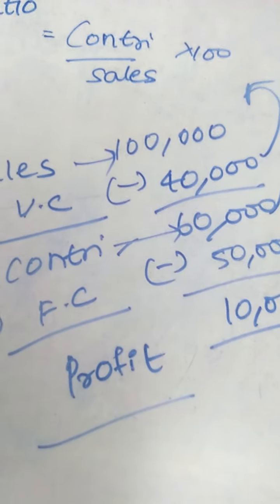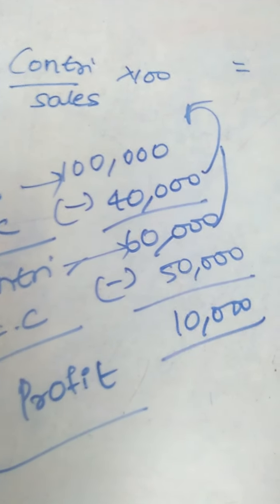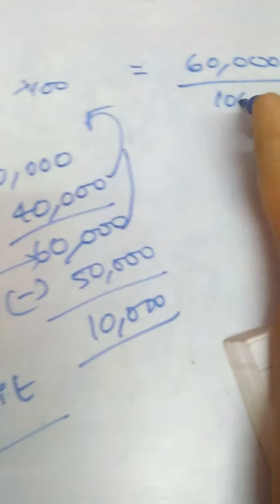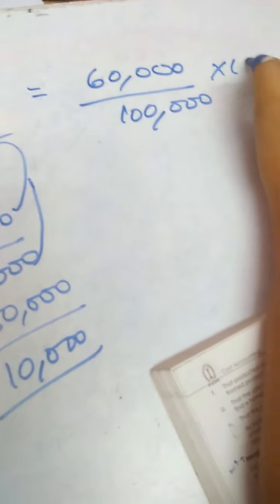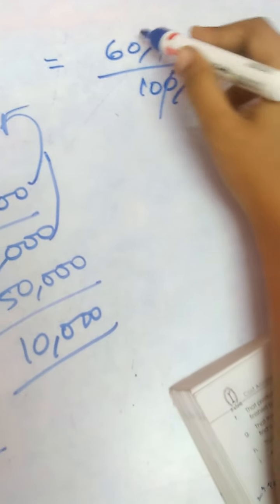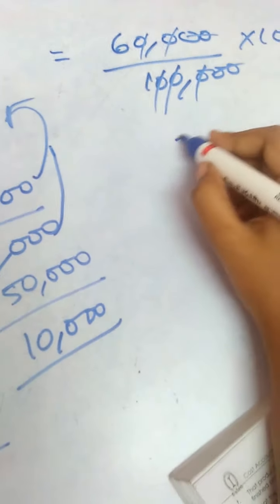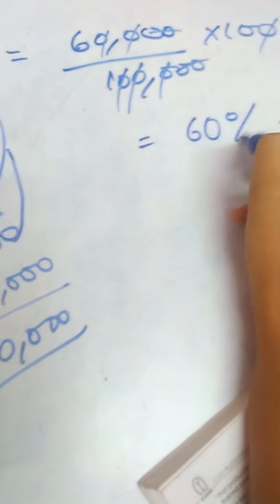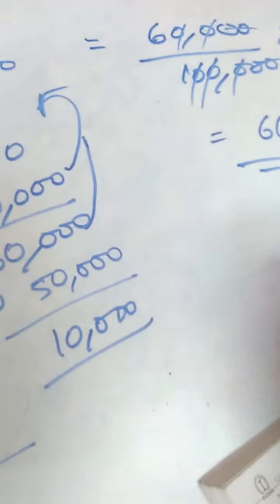So coming back, contribution is 60,000 by sales is 1 lakh, into 100. 60% is the PV ratio.